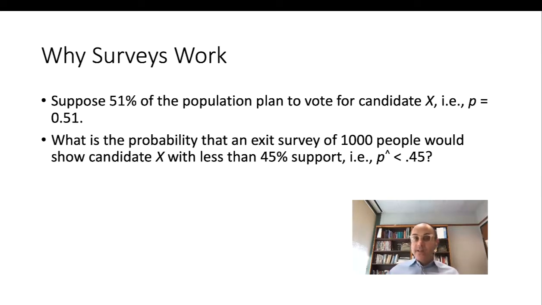But suppose we have a survey, and suppose 51% of the population plans to vote for candidate X. So p is equal to 0.51. What is the probability that an exit survey of 1,000 people would show support for candidate X at less than 45%, that is, p hat smaller than 0.45?